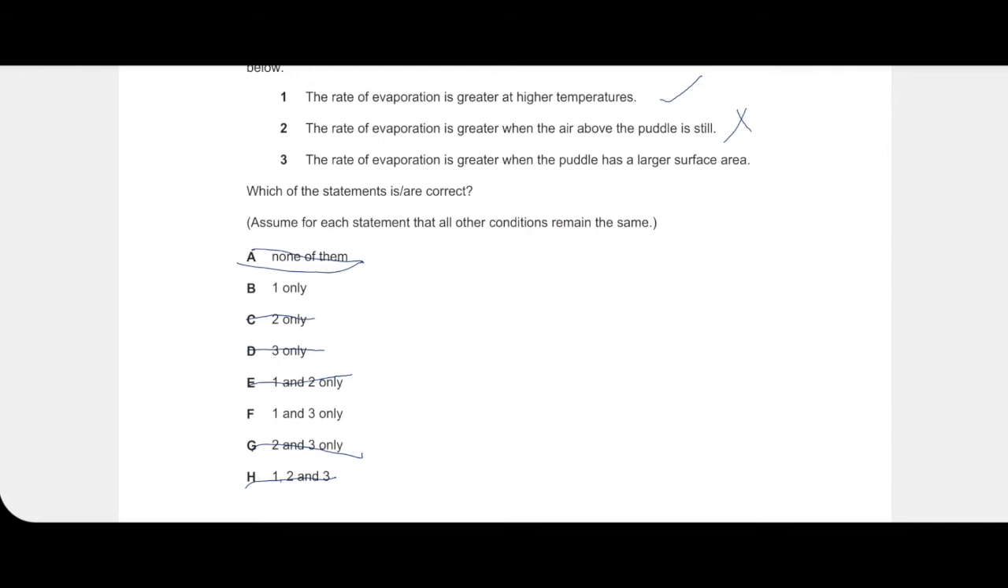Now, statement number three. The rate of evaporation is greater when the puddle has a larger surface area. This is correct. This is because there is a larger surface area for the water to gain the kinetic energy, the heat, to cause evaporation. If there's a larger surface area for the same volume of water, therefore more kinetic energy is entering the water, and therefore evaporation is going to occur quickly. So therefore number three is correct, and we can eliminate B. And the answer to this question is F, and that is question number seven completed.